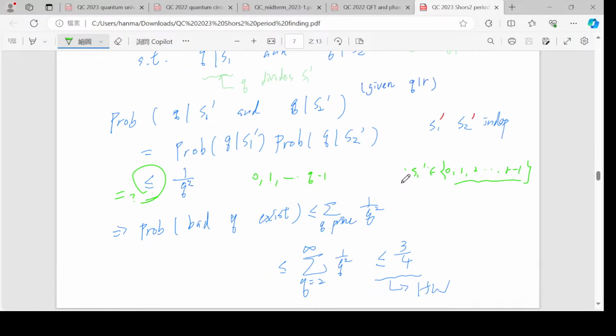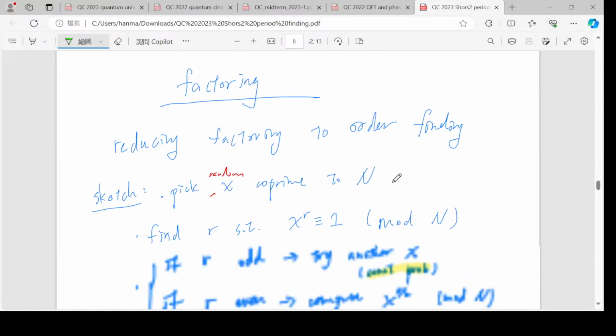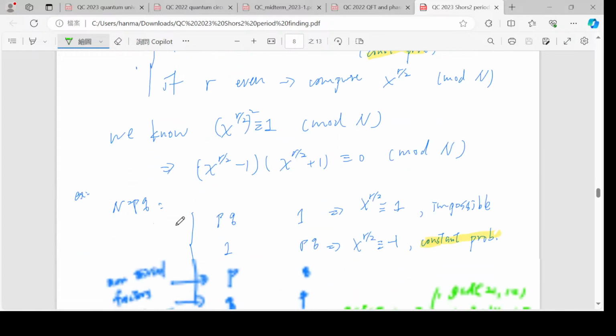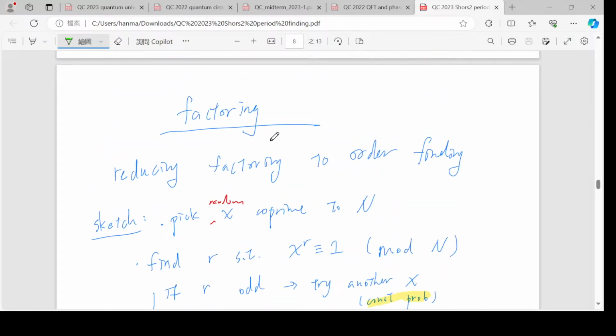So now we believe we can do order finding, and then we go back to number theory and we show how to do factoring. Now we can do order finding, and to use order finding to do factoring, what we do is we pick a random x and calculate the order.